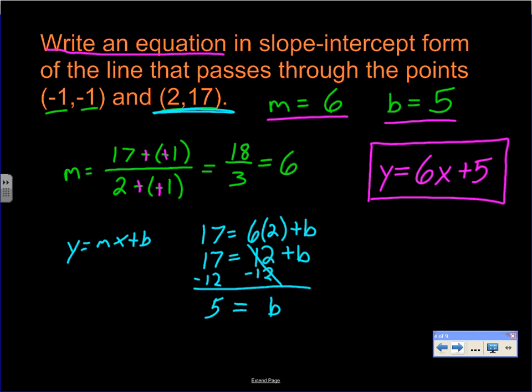That equation passes through the point negative 1, negative 1. And it passes through the point 2, 17.